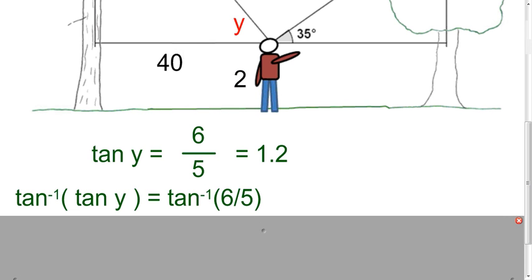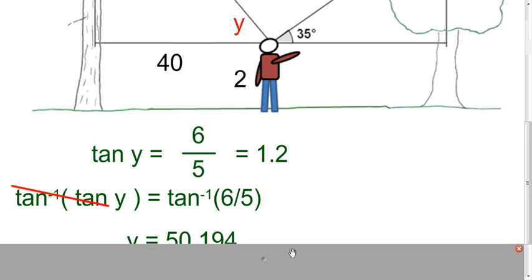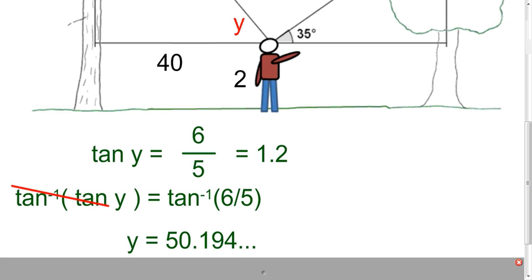When we're dealing with acute angles, we can do this. And since we have right triangles, those are acute angles. When we have acute angles, these undo each other, tangent and inverse tangent. So now we're just left with y equals this number. And how did I get this?